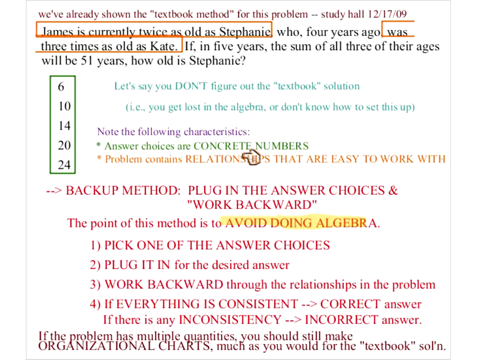This is a takeaway. This is generally what problems look like where you can do this sort of thing. You have answer choices that are concrete numbers, and the problem contains relationships that you can work with. The relationships might be stated explicitly like they are here, or they might be implicit in the information they're giving you in the problem. Like if the problem contains a special geometrical figure, for instance, then you'll have to know the relationship without being told.